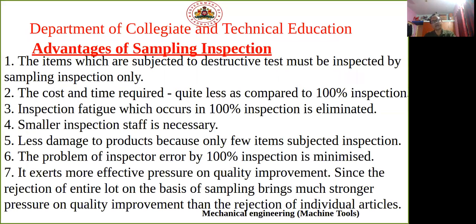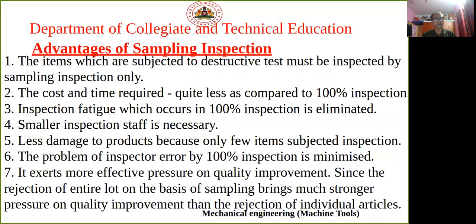Now, what are the advantages of the acceptance sampling, or I can say sampling inspections? The items which are subjected to destructive test must be inspected by sampling inspection only. So that is the first advantage. Where there is a destructive test, we have to go for acceptance sampling inspection only. We cannot go for the 100% inspection.